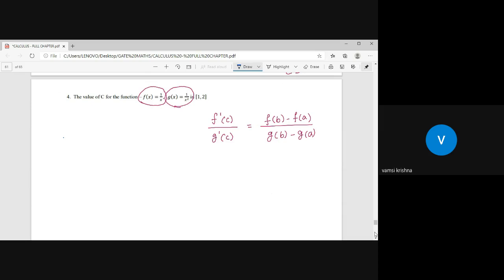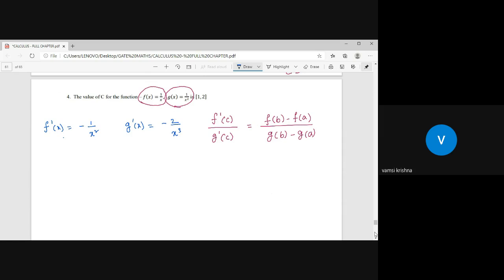So if I want to proceed, first I should find out f dash of c. Sir, f of x is available. Can you tell f dash of x? 1 by x differentiation is minus 1 by x square. And in the same way, g dash of x: 1 by x square differentiation is nothing but minus 2 by x cube.